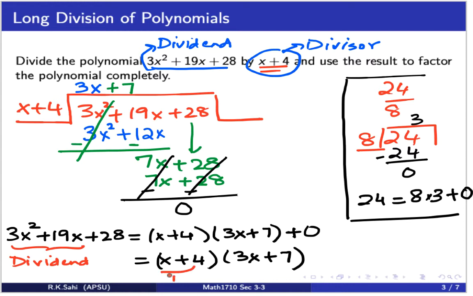X plus 4 is the divisor. 3x plus 7 is the quotient. These are the terminologies we give to them, and 0 here represents the remainder. Okay, so this is a very simple example which will help us to learn about long division of polynomials. Now we're going to go ahead and apply it to other problems. The same procedure we're going to follow, guys.